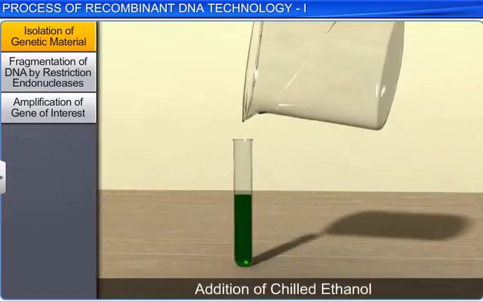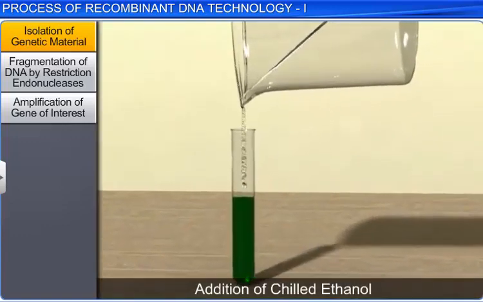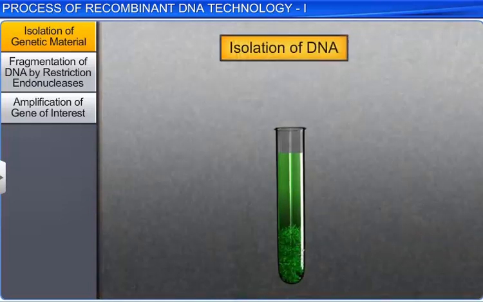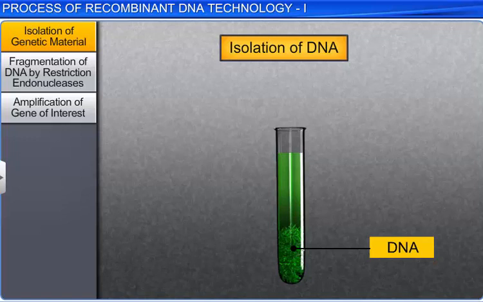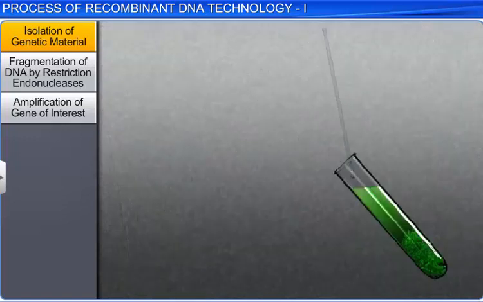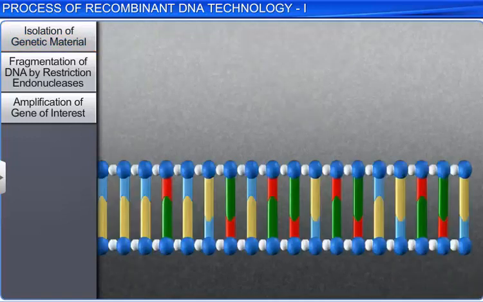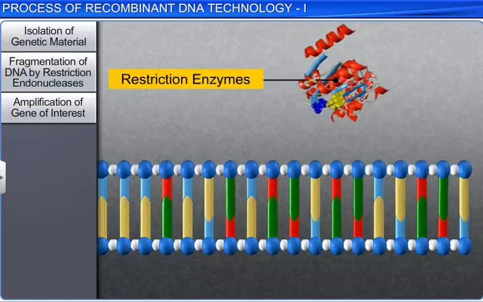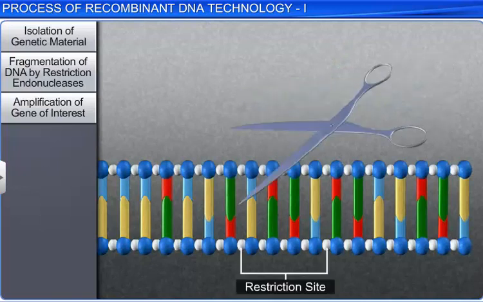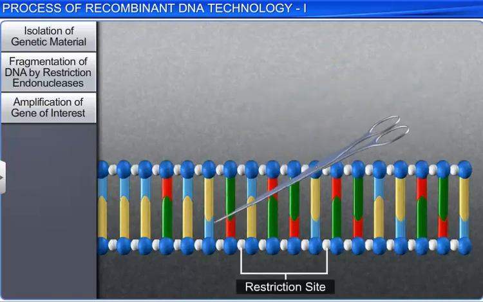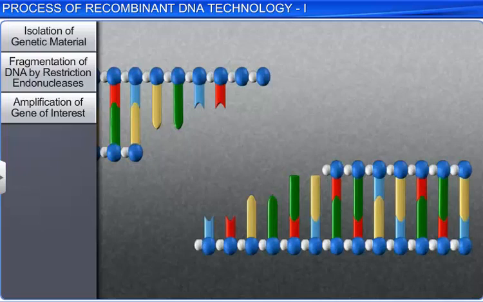Finally, after the addition of chilled ethanol, DNA is isolated as a precipitate. This extracted DNA can be collected using a method called spooling. After isolation of DNA, in the next stage, restriction enzymes are used to cut the purified DNA molecules at specific locations. This cutting results in DNA fragmentation.